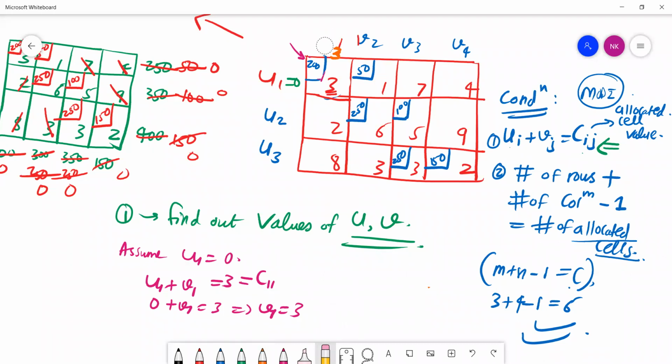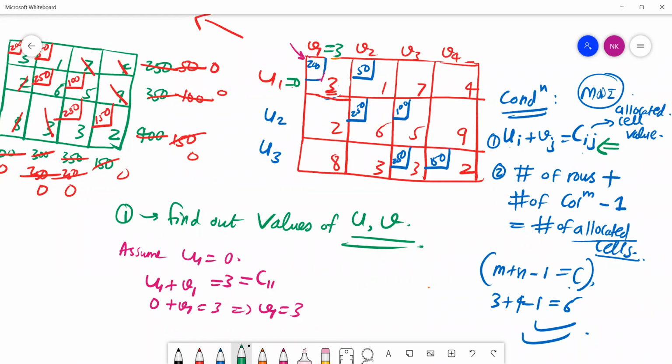Let me write it more clearly. So we have obtained V1 equal to 3. So now you can see 0 plus 3 equal to 3. The condition is satisfied. Now, which is the next allocated cell?